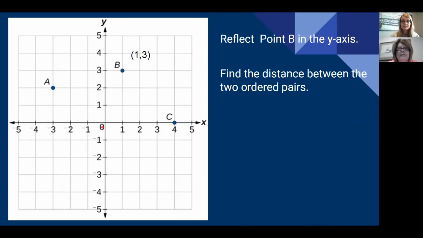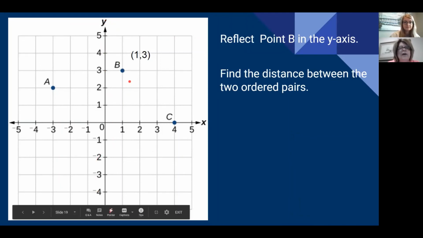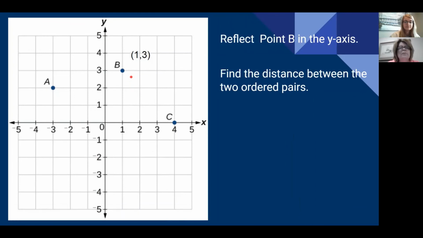All right, I think this is our last one. It says reflect point B on the y-axis. Now, Mrs. K has these other points on the coordinate graph. Just ignore those. You are going to reflect only point B, and it needs to be on the y-axis. So that means if I fold this paper, B is going to end up somewhere over here in quadrant 2.